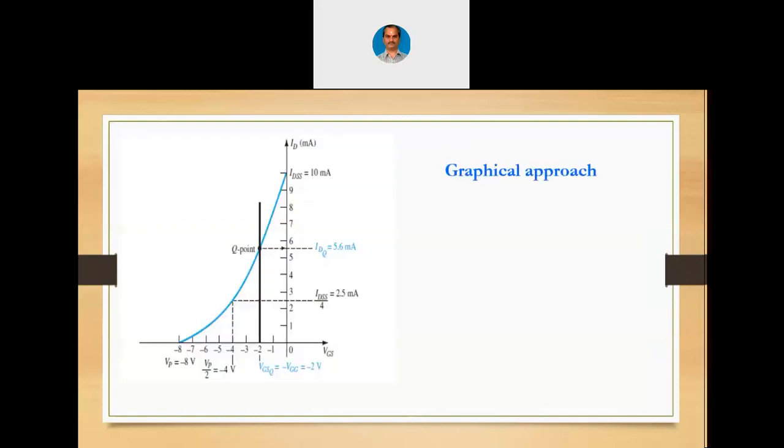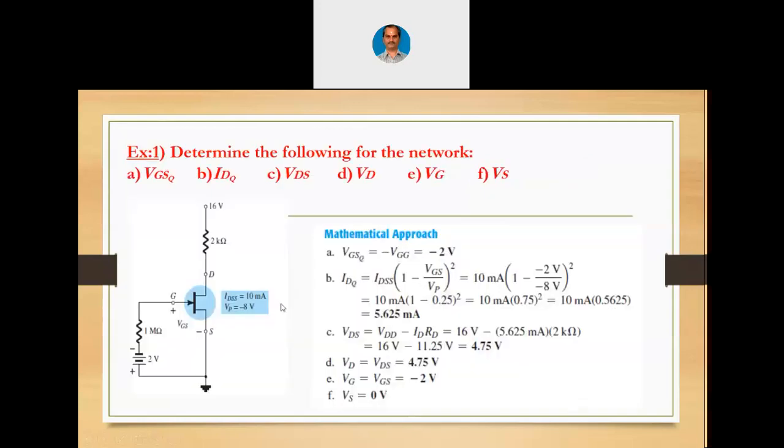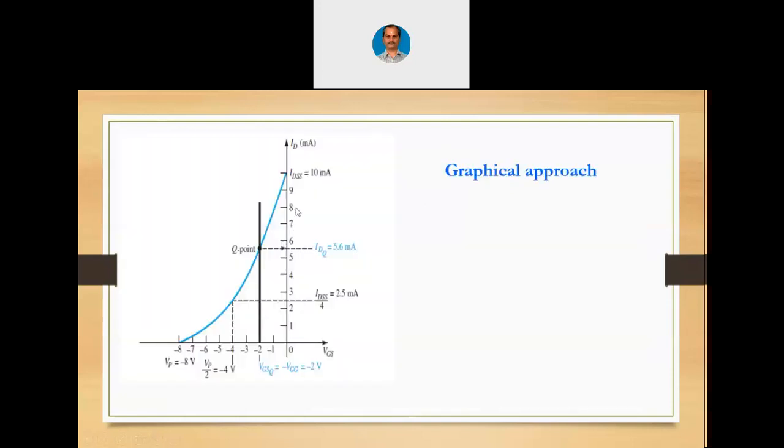Okay, the graphical approach now. In the graphical approach, we already have this curve. IDSS is 10 milliampere and VP is minus 8 volts, as given here. The curve is plotted by using the other 2 points. IDSS by 4 is 2.5 milliampere, that is corresponding to VP by 2. See, this we already know, corresponding to minus 4 volts, IDSS by 4 is 2.5 milliampere.